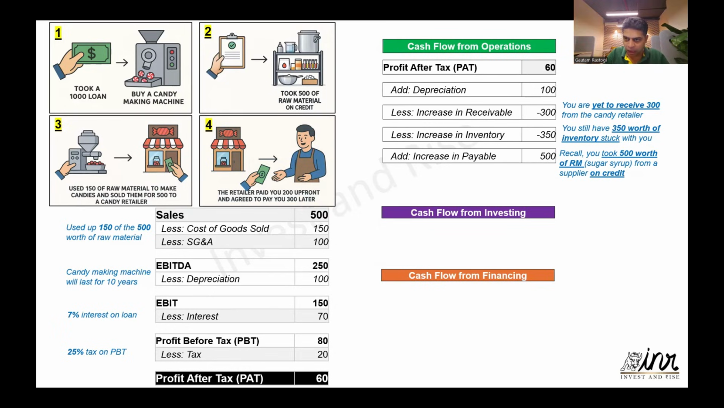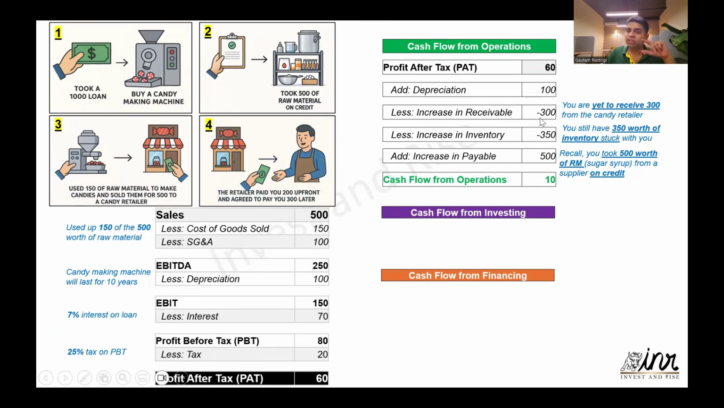Okay. Now if I add all of that, the cash flow from operations, the cash that is with you now, is 10 rupees. Although the profitability that we reported is 60, the actual cash that you have made in your operations is 10. So only 10 rupees, because your money is stuck in receivables and inventory.